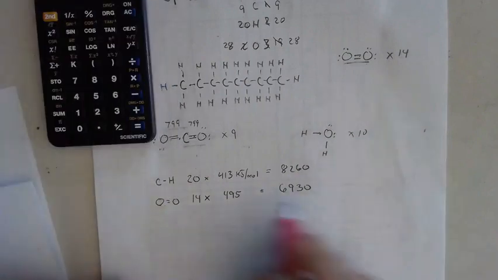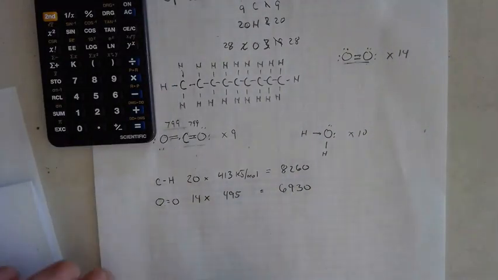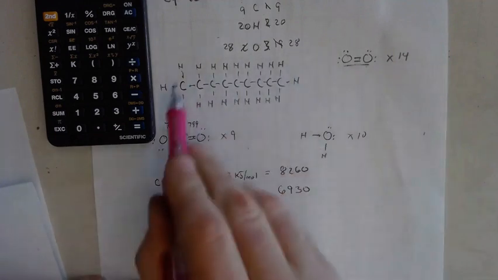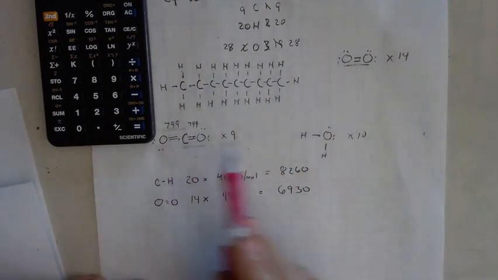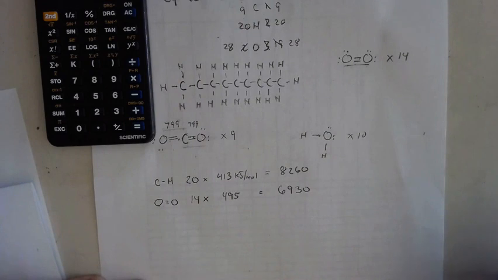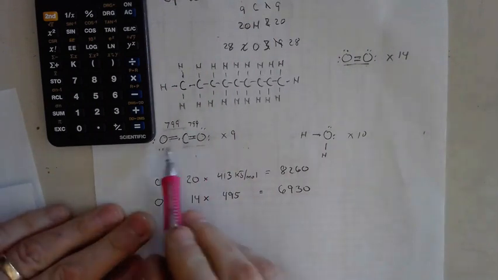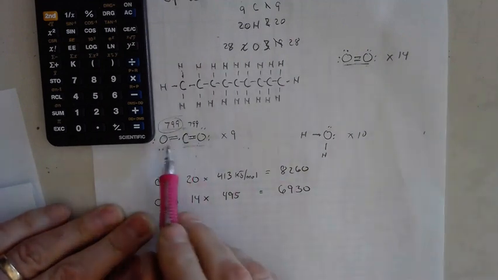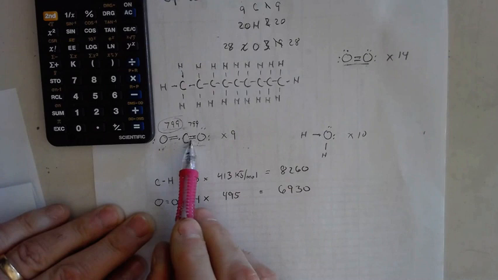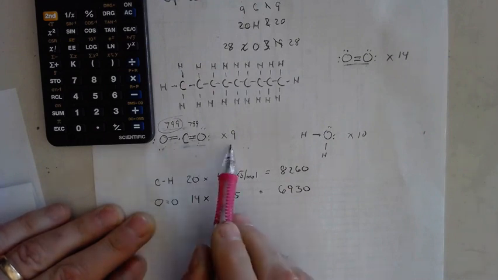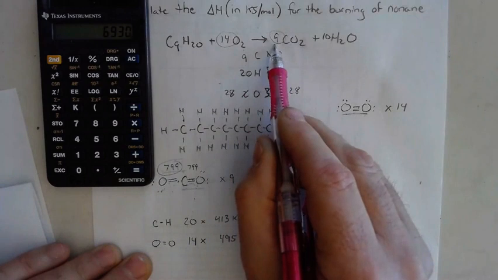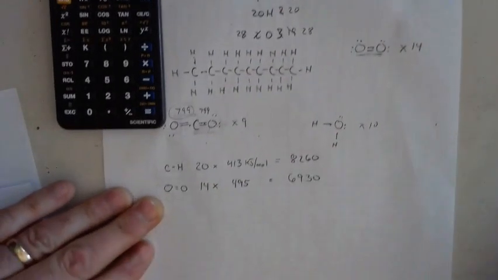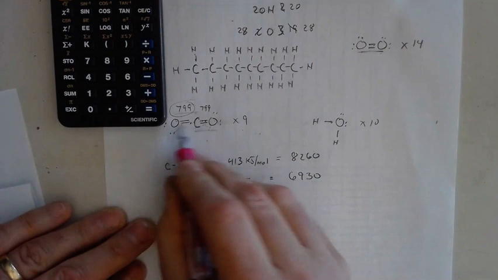And then I go 14 times 495 equals 6,930. All right, so those are going to be positive since that's the energy going into the system to break those bonds. These bonds are all going to be negative because these are the energy that is released when those bonds are formed. Now, with CO2 here, each bond is 799. But if you notice, I have 2 of those bonds per molecule. And I have 9 molecules, again, based upon my balanced chemical equation.